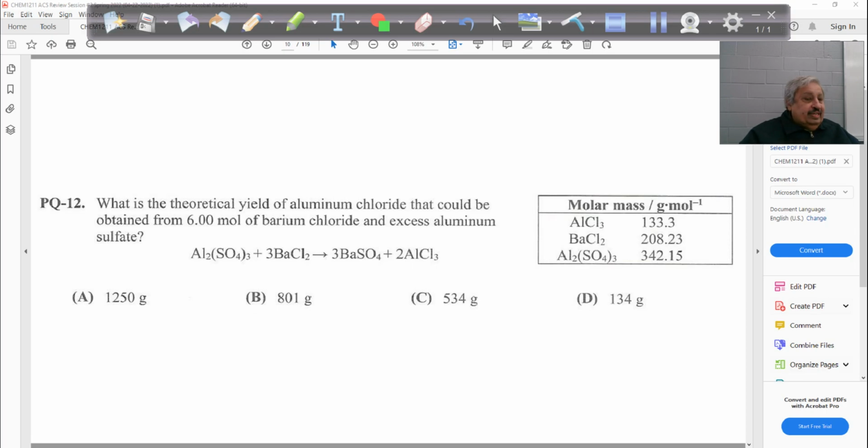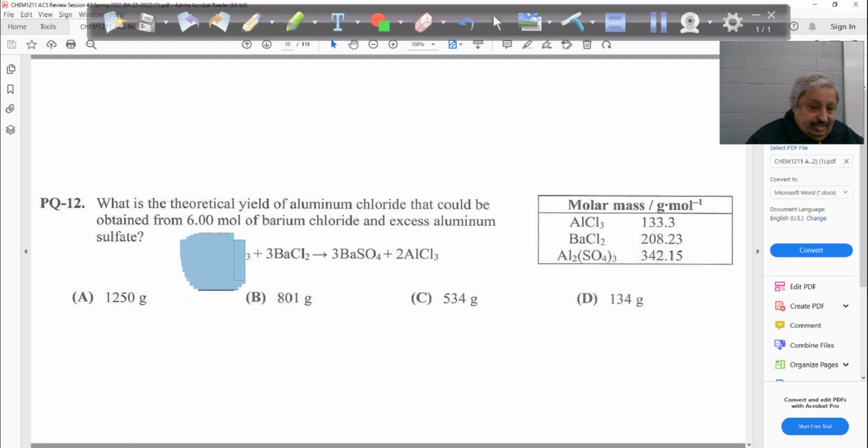Now you will see we are looking at the theoretical yield, which is based on the limiting reactant. We have two reactants reacting on the left. We want to see which one is limiting. Okay? So what is the theoretical yield of aluminum chloride that could be obtained from 6 moles of barium chloride and excess aluminum sulfate? So they give you that the excess is aluminum sulfate.